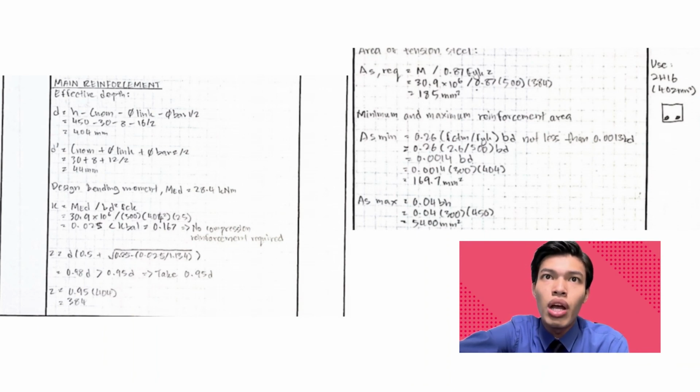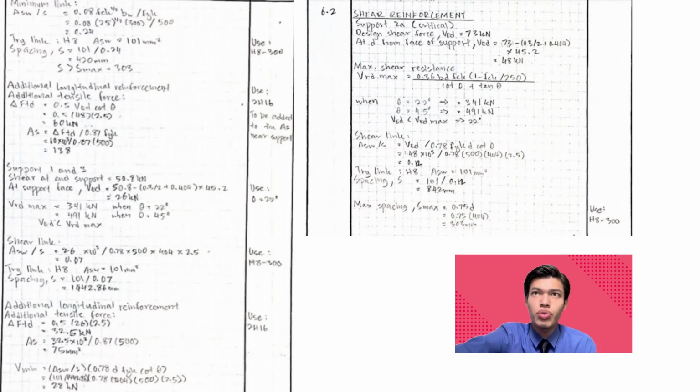For the main reinforcement, it has tension bar only because the K value is less than the K balance value. The bars used are 2H16, with the area of reinforcement within the minimum and maximum range of reinforcement area. For the shear link at support 2A, use H8300, and also at the end of the support, where the theta used is 22 degrees and the additional longitudinal reinforcement is 2H16.